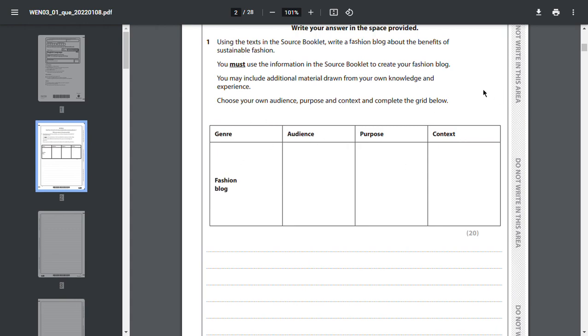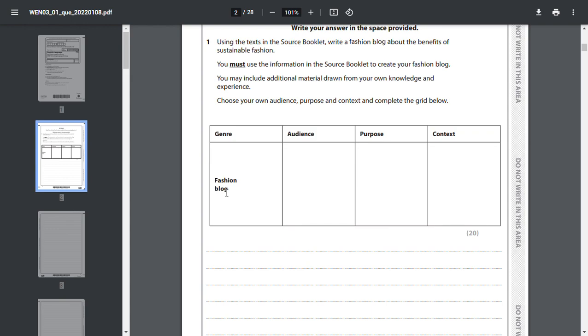So there is a table agreed here. Choose your own audience and complete the grid below. The genre is always cast in stone. This is what you're given by the exam body, by the examiner: the fashion blog. So here is where you are tied up. As I said, you must know what is entailed in writing a fashion blog.